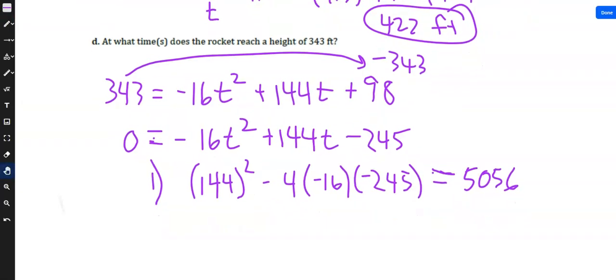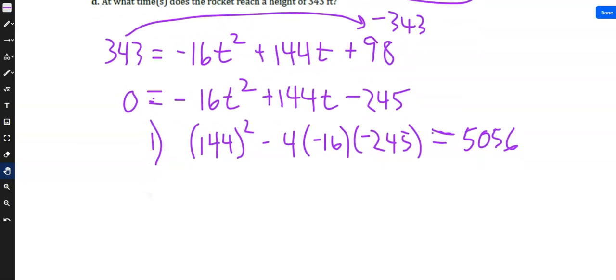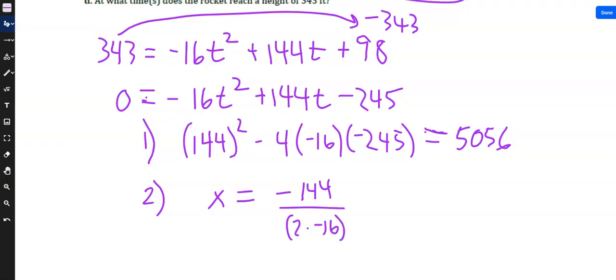That is probably not a perfect square. In fact, I'll just double check it just to make sure. And nope, ain't no way it's a perfect square. So we're going to step 2. X equals the opposite of 144 over 2 times negative 16, plus or minus the square root of 5,056 over 2 times negative 16.